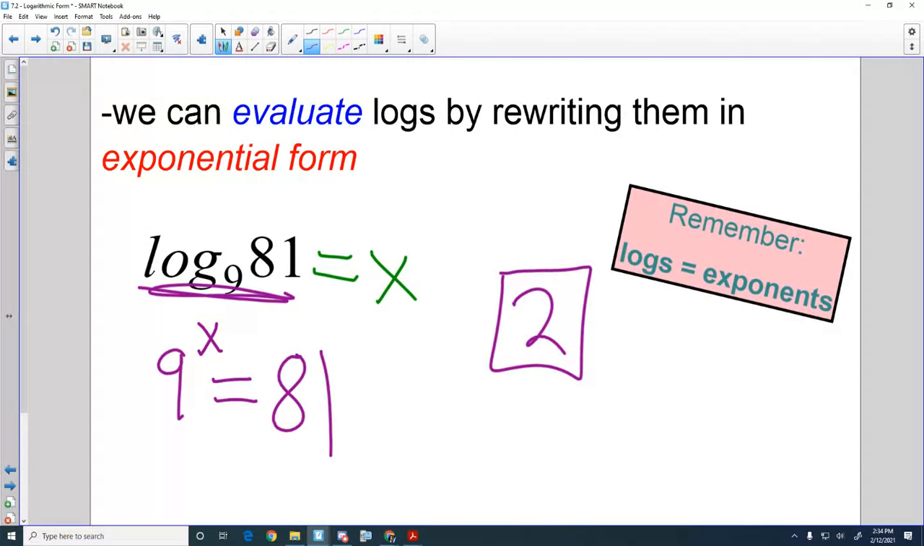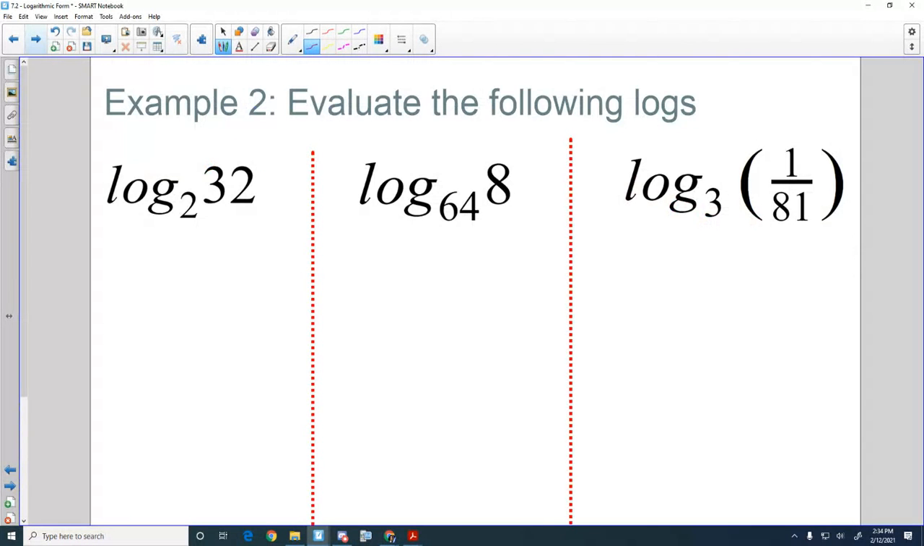Let's practice this. I've got 3 problems for you to evaluate. 3 different logarithms. To evaluate each of them, you're just going to want to rewrite them in exponential form. Well, what does that log equal? Like, log base 2 of 32 is equal to some number. What is that number? So to help you, write it in that exponential form and then solve it.